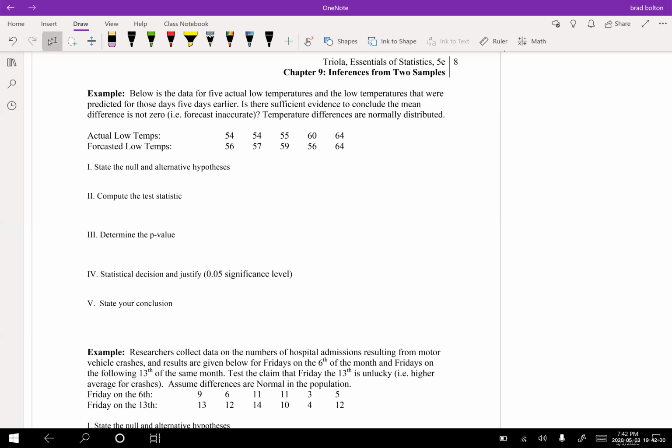So below is the data. So let's look at this. It says below is the data for 5 actual low temperatures and the low temperatures that were predicted for those 5 days earlier. Is there sufficient evidence to conclude the mean difference is not 0, meaning that the forecast is off? Because if the mean difference is kind of close to 0, then doesn't that mean whatever he forecasted is kind of what turned out to happen?